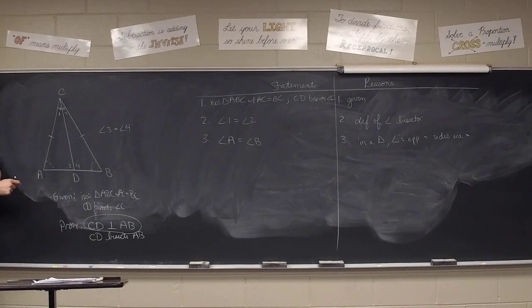be equal, right? And if they're equal, then by definition, 3 and 4 are equal. If they're equal, then that makes them right angles. And if they're right angles, I got the perpendicular. Does that make sense? All right, so here's the next question then.